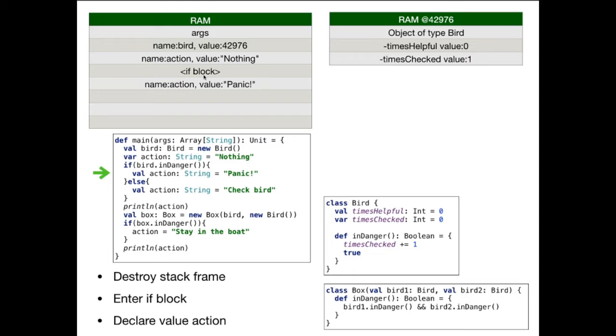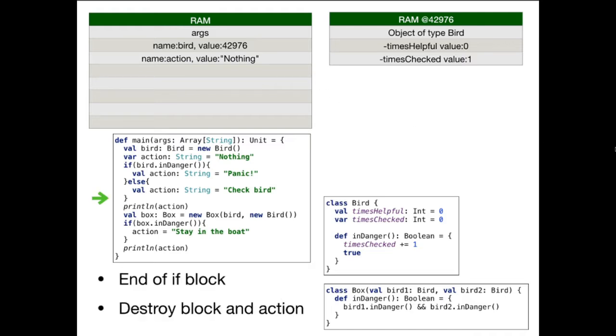And we start this if block. We start a new block of code. We're going to create a new value named action of type string with the value panic. Put that inside the if block. And then the very next line, we hit the end of that if block. So guess what? That variable we just created named action, we destroy it. Since we created that variable inside that block that just ended, that variable's gone.